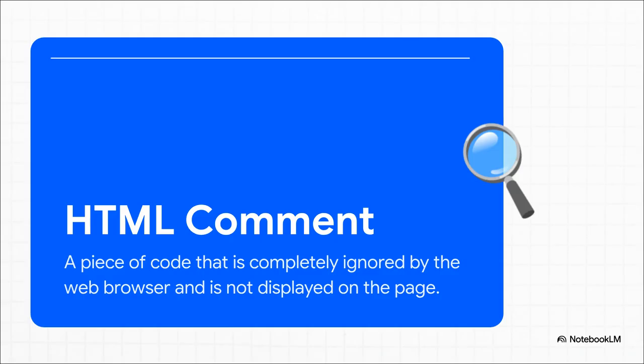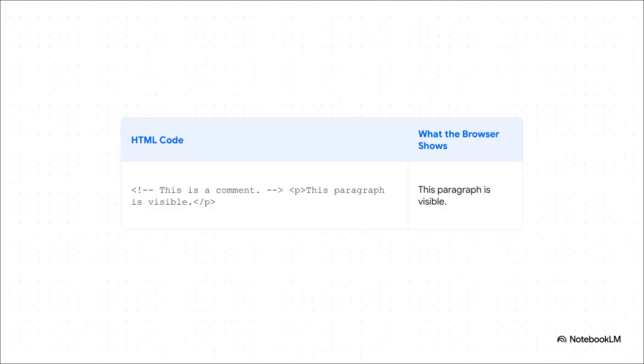A developer can wrap any bit of text inside these special tags you see here, and web browsers are literally programmed to see those tags and just completely ignore everything between them. Let's see this in action because this makes it super clear. The HTML code on the left has a comment right there before a normal paragraph, but then look at what the browser shows on the right.